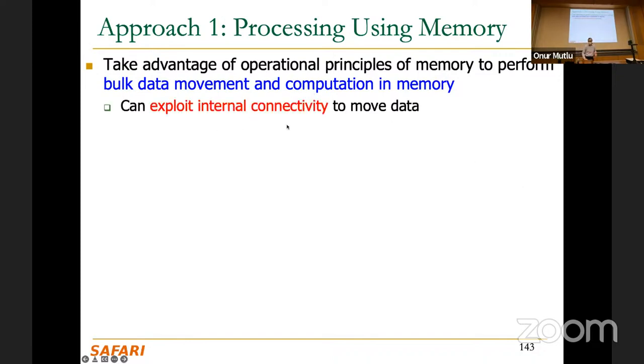And the idea is to exploit internal connectivity that you have in the memories to move data, to copy data or initialize data. And you can also exploit analog computation capability. And many memories have this sort of analog computation capability actually. And we will see some of them. And you can also change the memory system, memory chip a little bit so that you can do these things even better. Right? And we will discuss that also.